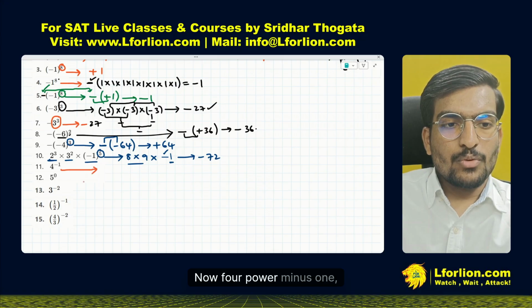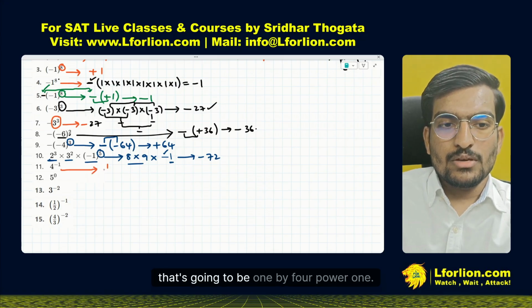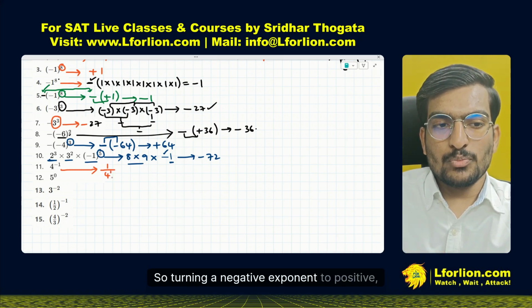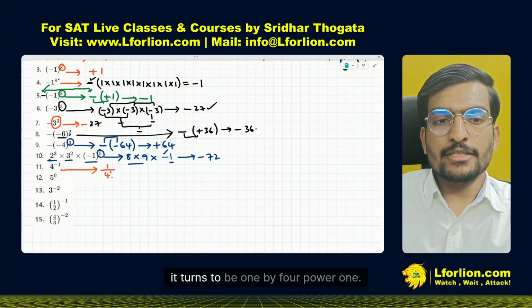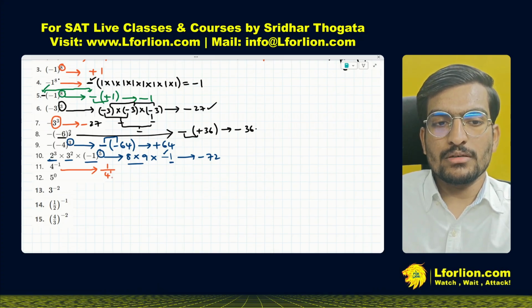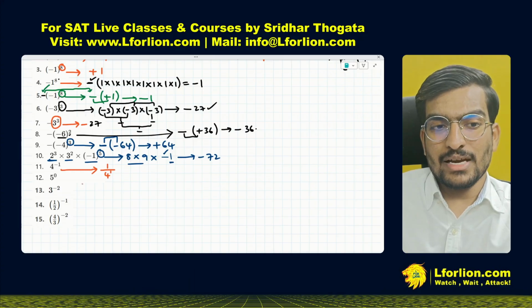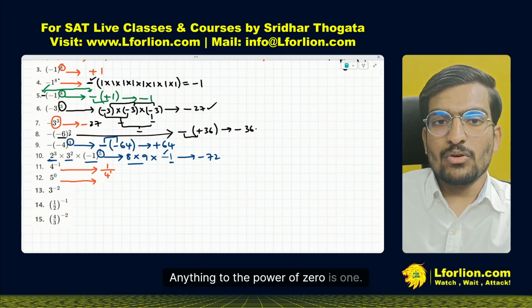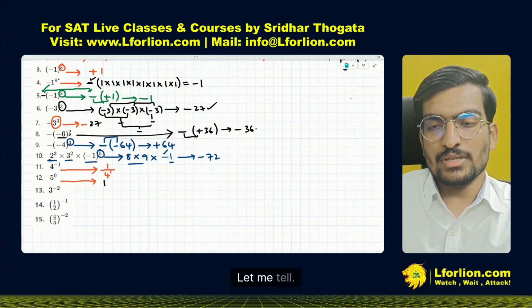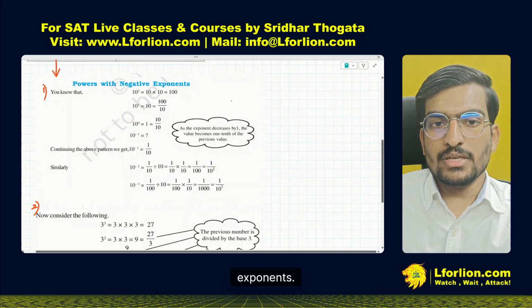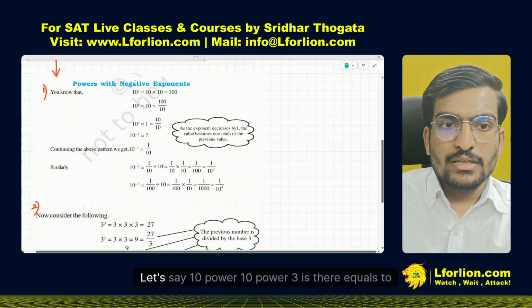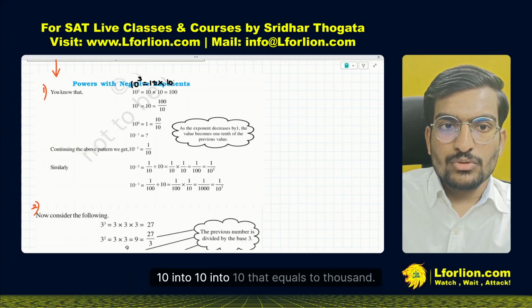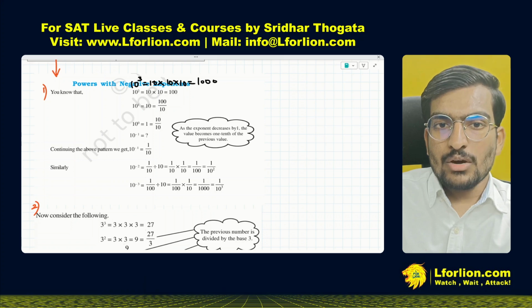Now 4 power negative 1 is going to be 1 by 4 power 1. So turning a negative exponent to positive, it turns out to be 1 by 4 power 1. This is what happens. Why does it happen like that? And also, question number 12, 5 power 0. Anything to the power of 0 is 1. But why is this happening? Let me tell you. Let's talk about powers with negative exponents. You already know that, let's say, 10 power 3 equals 10 into 10 into 10, which equals 1000. You know that.